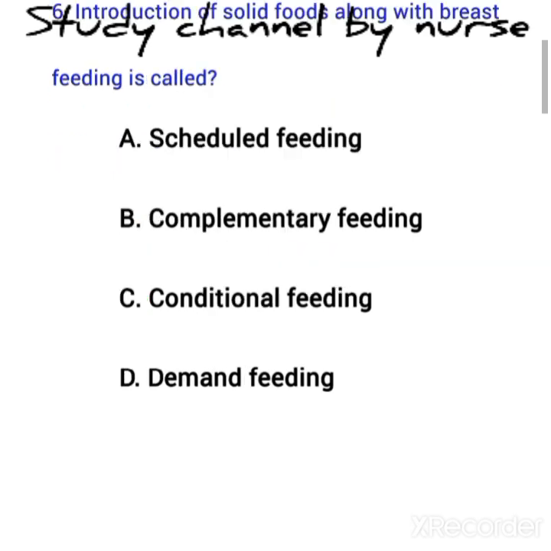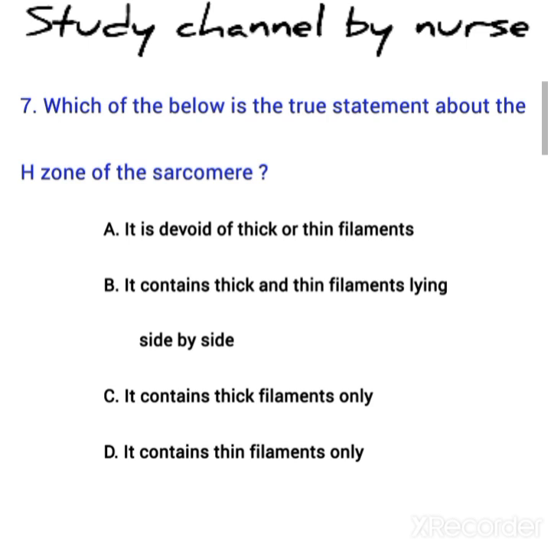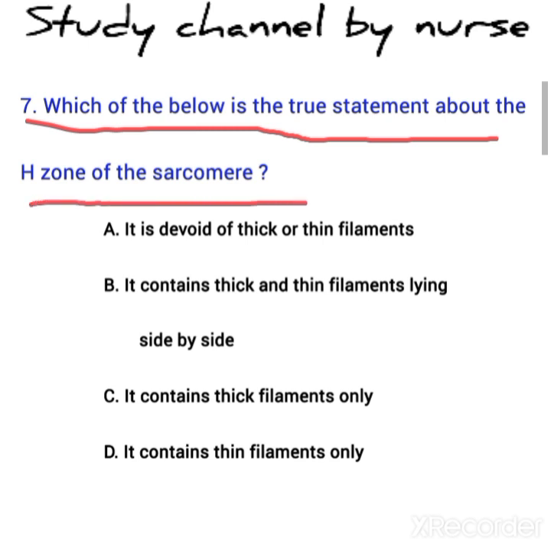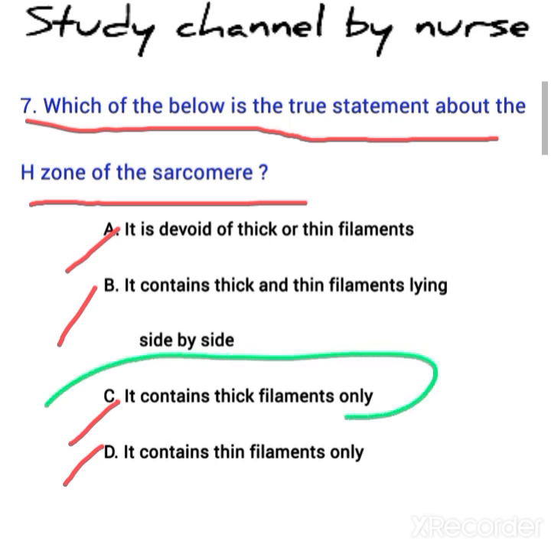Next question number 7. Which of the below is the true statement about the H zone of the sarcomere? Option A it is devoid of thick or thin filaments, option B it contains thick and thin filaments lying side by side, option C it contains thick filaments only, option D it contains thin filaments only, and the correct answer is option C it contains thick filaments only.